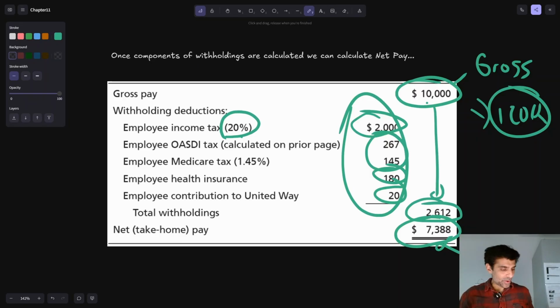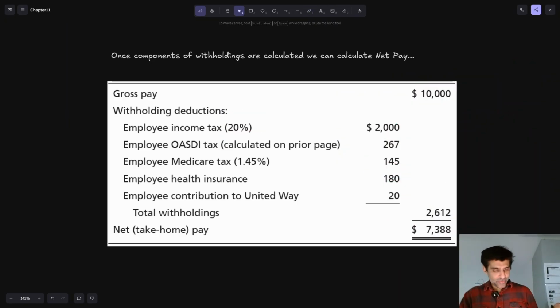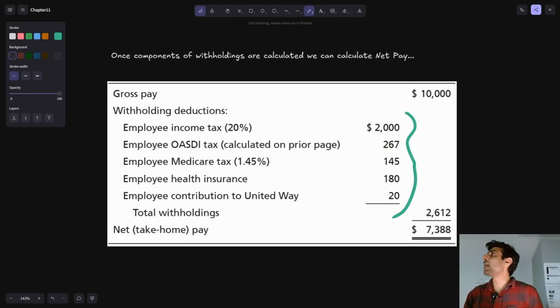Remember, all this stuff, the employer is not benefiting from any of this. This is all stuff that the employee owes. This is the employee's income tax. This is the employee's portion of contributing to their Social Security and Medicare. This is how much they owe towards their portion of healthcare.